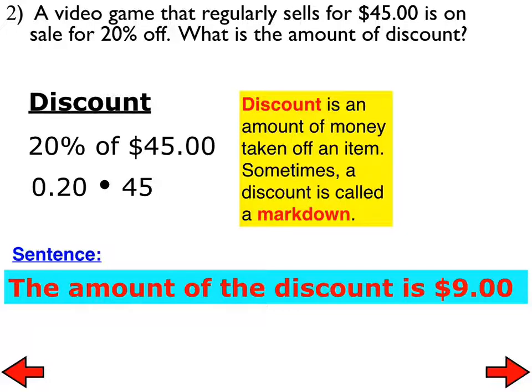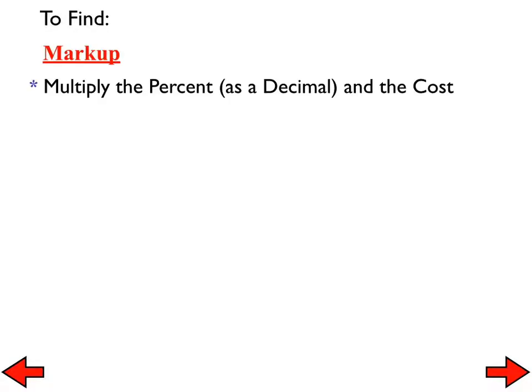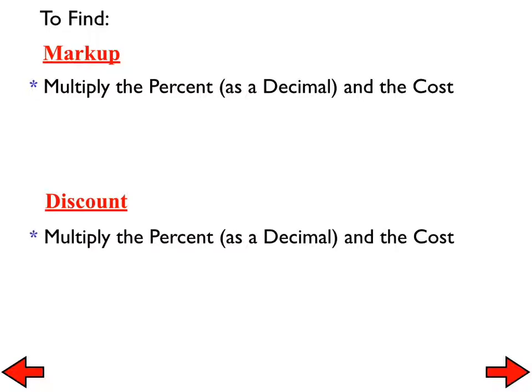All right, so a quick little summary before I have you try some problems. To find the amount of markup, you multiply the percent as a decimal and the cost. To find the amount of discount, you multiply the percent as a decimal and the cost.